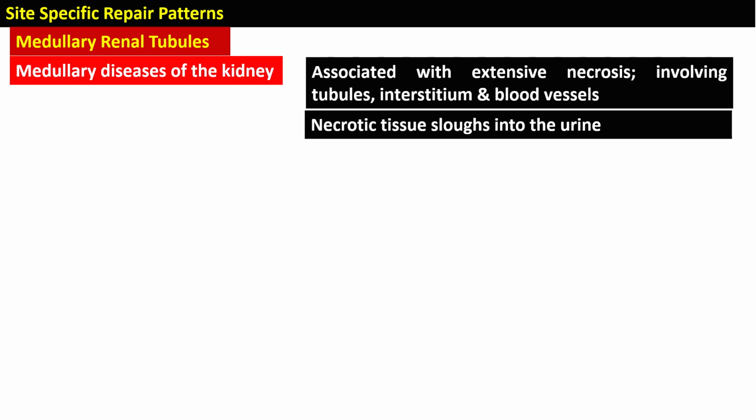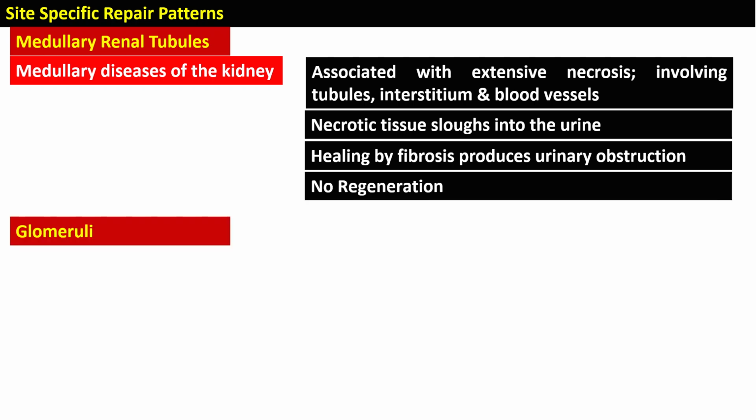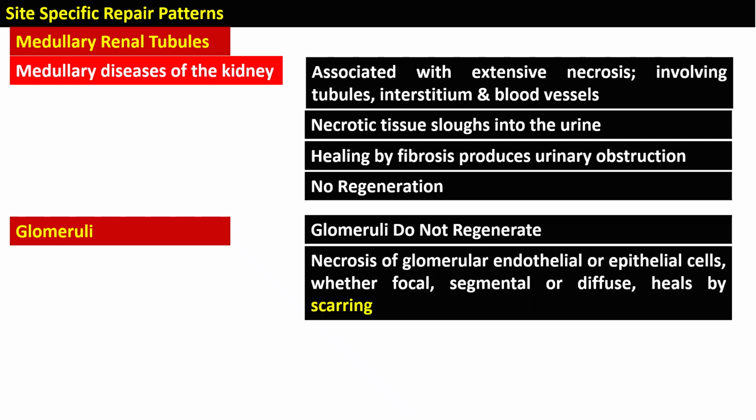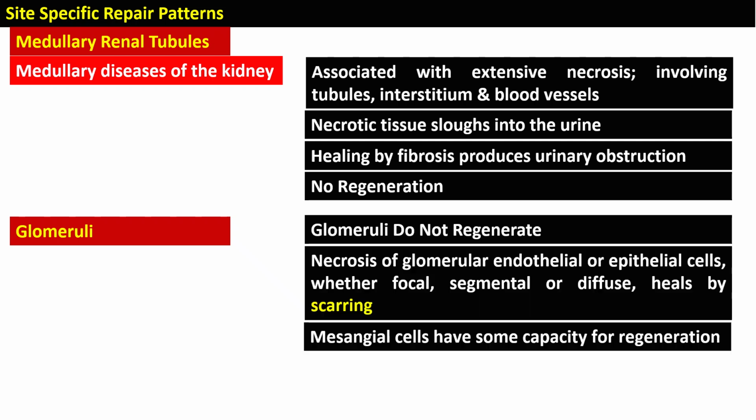While in medullary tissue there is extensive necrosis that is common, and the tubules, interstitium and blood vessels are necrosed. The necrotic debris sloughs into the urine and there is limited epithelial proliferation. There is healing mostly by fibrosis and there is internal urinary obstruction. There is no regeneration. While glomeruli do not regenerate directly. Glomerular necrosis heals with scarring.